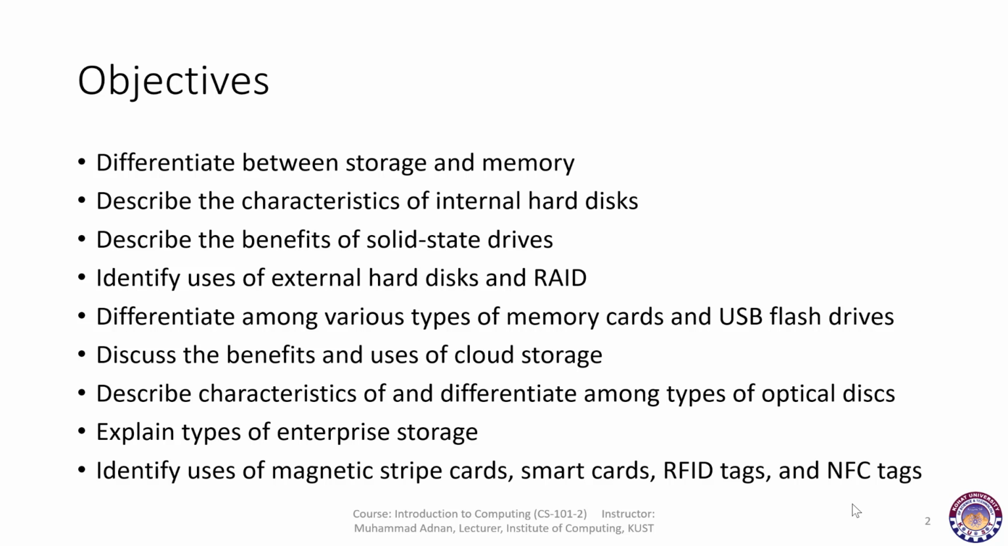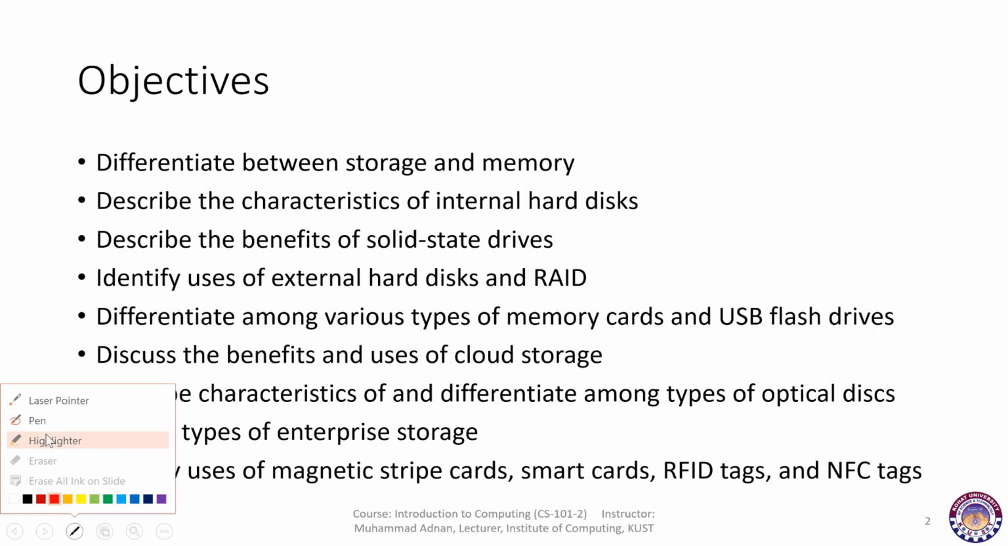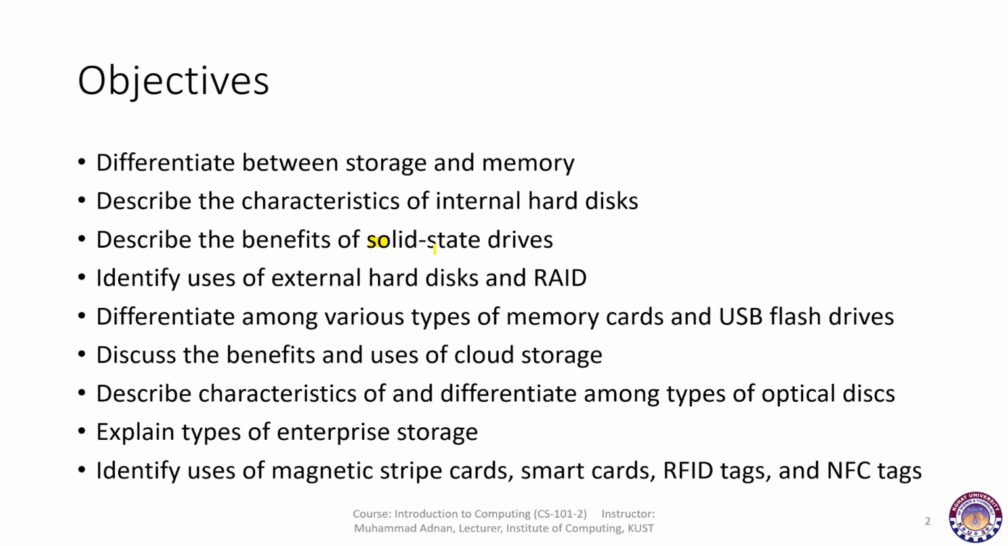Today we are going to differentiate between storage and memory. So these are different terms. Storage is different, memory is different. We are going to describe the characteristics of internal hard disks. So what are the characteristics or properties of internal hard disk? We are going to describe the benefits of solid state drive. I recommend you people to have a computer with solid state drive of minimum 500 gigabytes. So solid state drive really enhances the performance of your computer system, and you will feel a great improvement in the performance or in the efficiency of computer system.